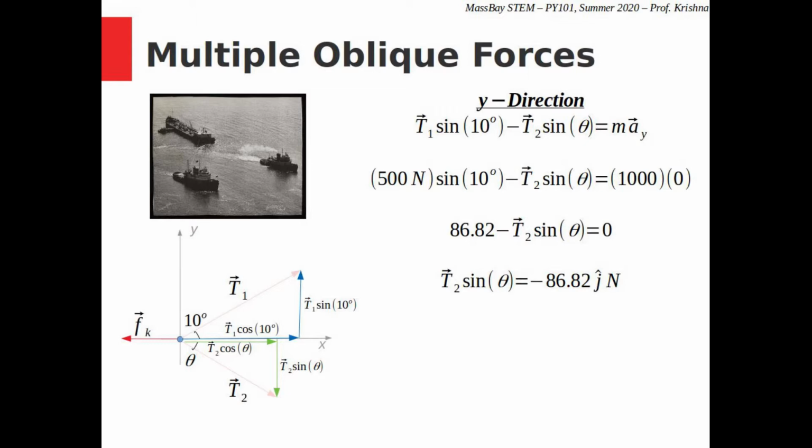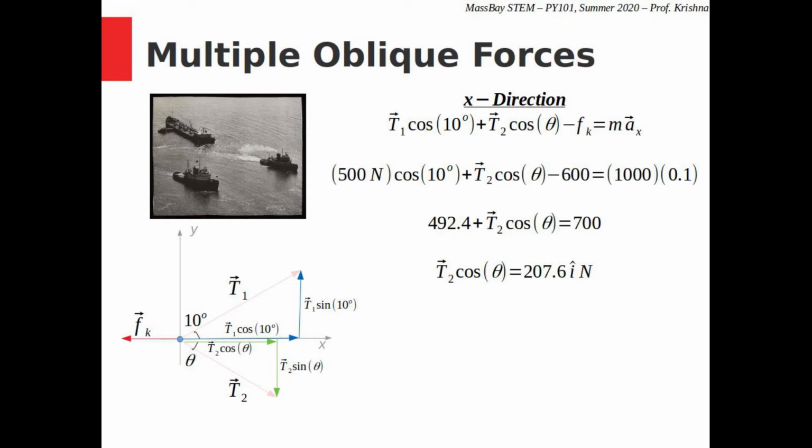Next, we set up the force balance in the y direction. The total force is T1 sine 10 degrees minus T2 sine theta. We can substitute the known information. There's no motion in the y direction, so the acceleration is 0. Simplifying, we get T2 sine theta equals negative 86.82 j hat newtons. Note that there are two unknowns here. We cannot solve further without information in x.